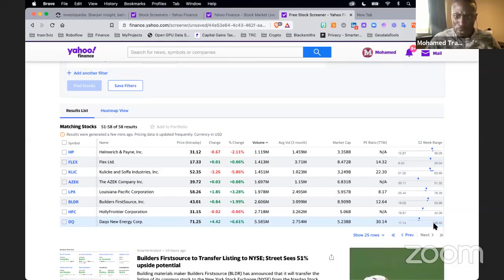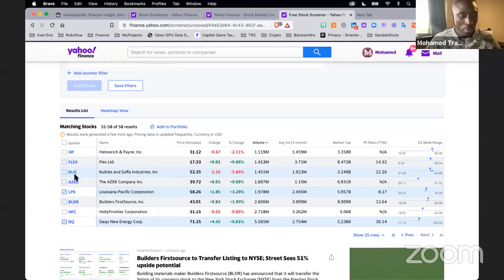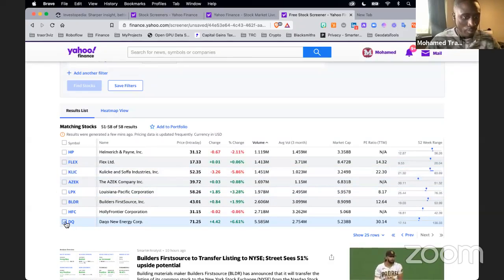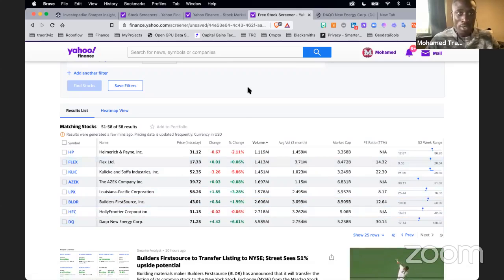I see the 52-week range goes all the way up to 130. Louisiana Pacific's 52-week range goes up to 76.35. I like these two right here. We add that to a weekly to check that a little bit. All right, let me look at DACO and Louisiana Pacific.